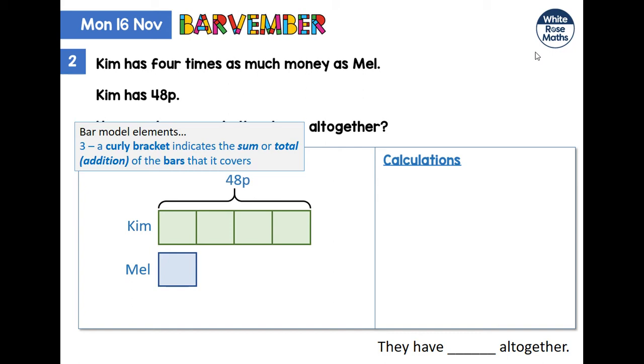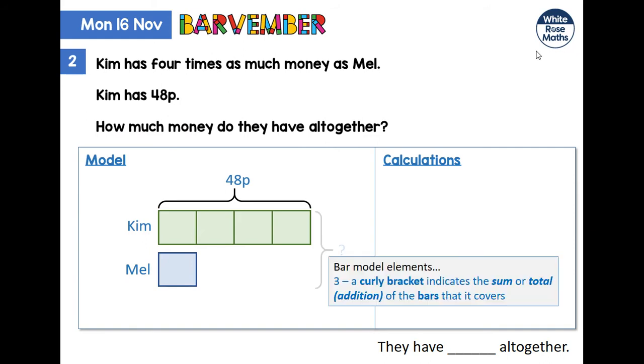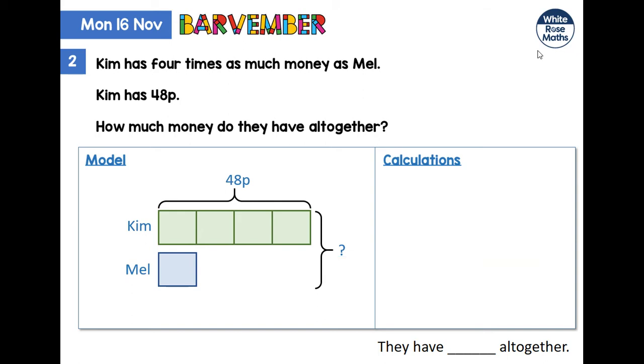Kim has 48p. Now, we've used our curly bracket here just to show that we're including the 4 parts of Kim, and that's what makes up the 48p. We use a curly bracket again here. How much money do they have all together? So that's suggesting some sort of total altogether. So we've got our question mark and our curly bracket.